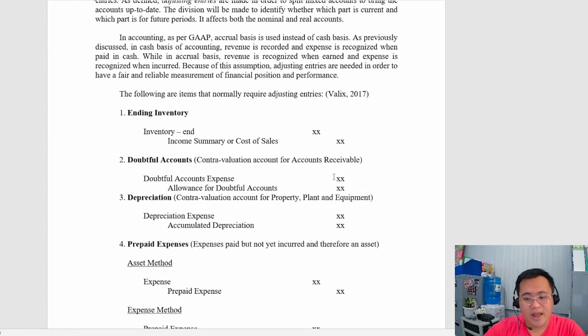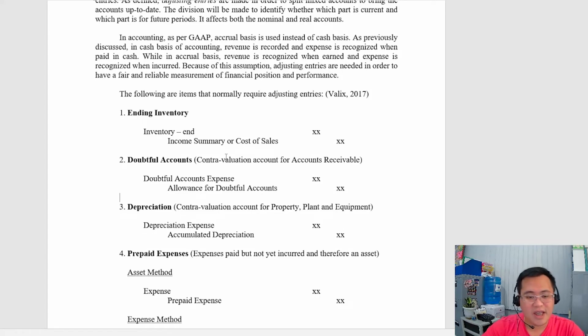By the way, there's a typographical error. This should have been on the debit side, same with the depreciation expense. Okay, anyway, to proceed, depreciation is a contra-valuation account for PPEs, property, plant, equipment, except for land, because land is the only PPE which does not depreciate. So when we set up depreciation, we debit depreciation expense and we credit accumulated depreciation.